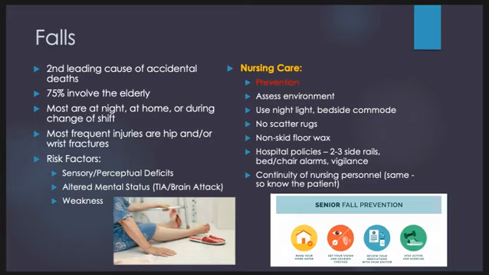Okay, so now let's talk about falls. Falls are the second leading cause of accidental deaths, and these are very preventable. So patients need to pay attention to where they're walking and know their limitations, right? 75% of the falls do involve elderly, and unfortunately, it's usually caused by simple things like getting up too fast or simply because they may not be using their assistive devices, right?